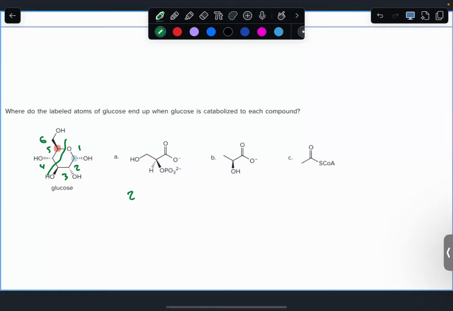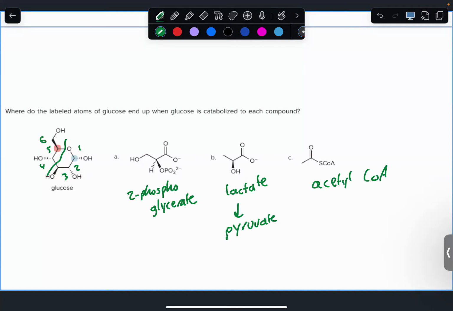This molecule right here is 2-phosphoglycerate. This is lactate, which is the reduced form of pyruvate. And this is acetyl-CoA. Okay, take a second to work on that for a little bit.